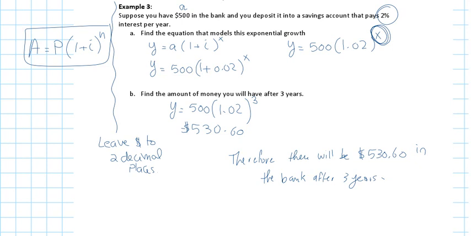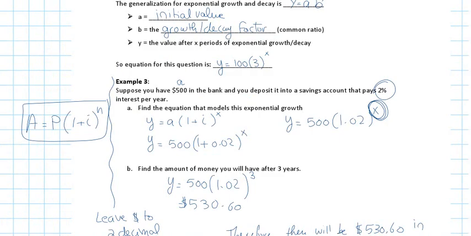$30. They're only giving you 2% per year. So you're going to have different kinds of questions. You're going to have to decide, do I know right away my common ratio? And if I do, then I can use it as my base. But in questions where they give you something like this, you're going to have to pick one of these two formulas to solve.